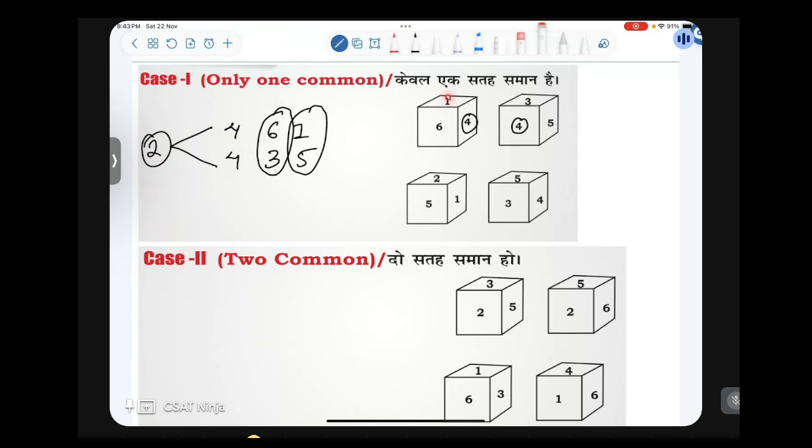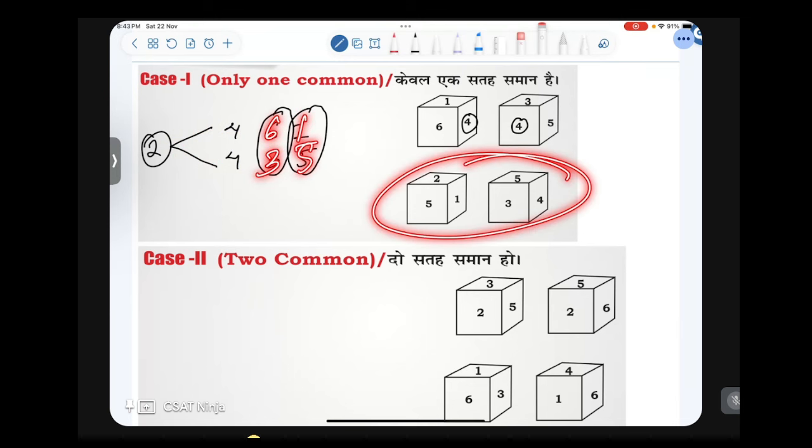Because 1, 4, and 6 we have here, 3, 4, and 5 we have here, but we don't have 2 here. That missing number will be nothing but what's opposite to 4. So 6 will be opposite to 3, 1 will be opposite to 5.